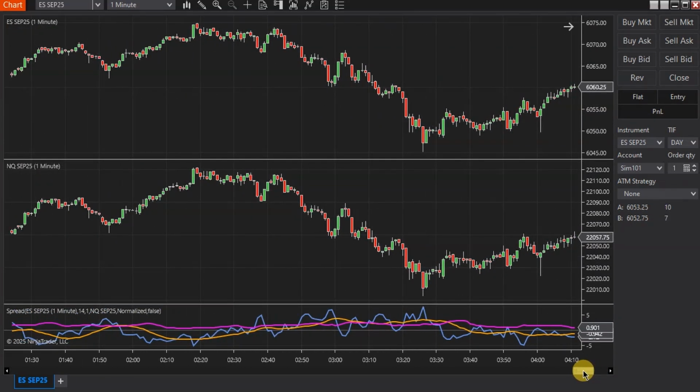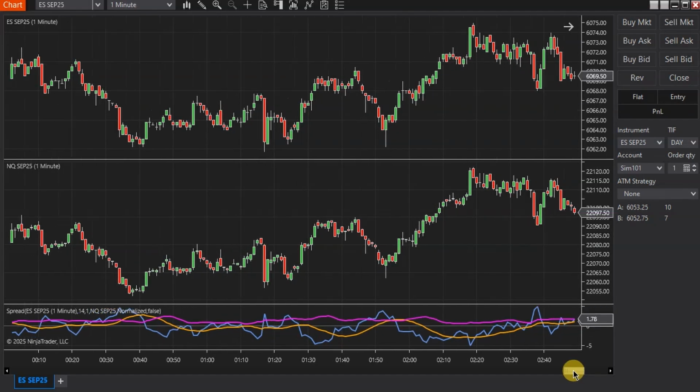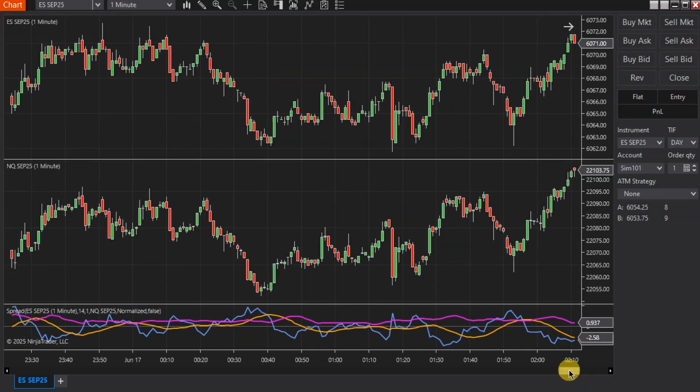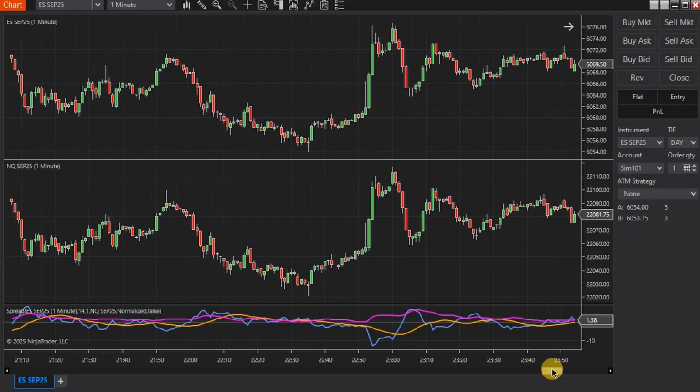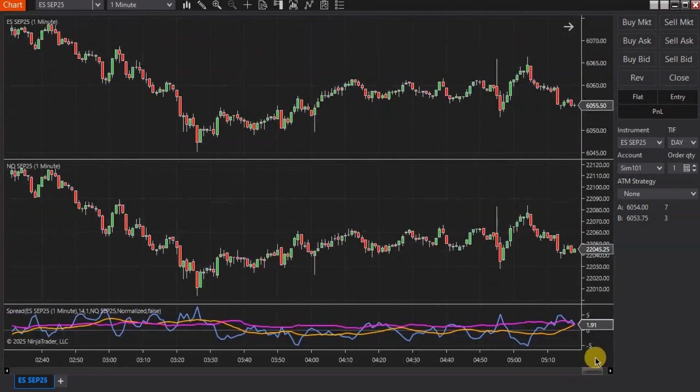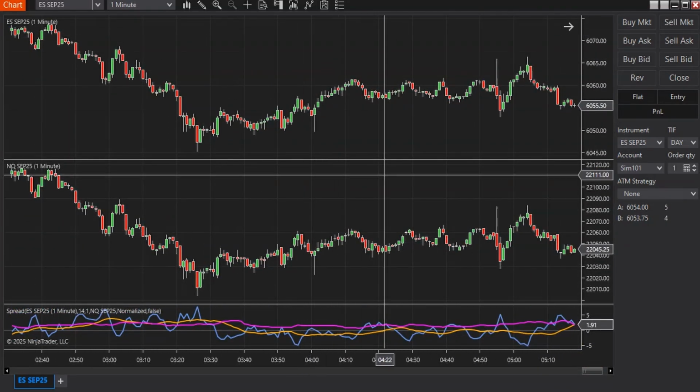The spread indicator is well suited for pairs trading, futures arbitrage, and analyzing correlated instruments. It can be displayed as an overlay on the price chart or in a separate panel. Integration with other indicators and automated signal generation is also supported.